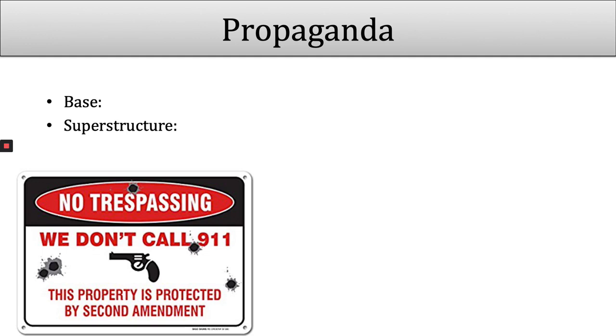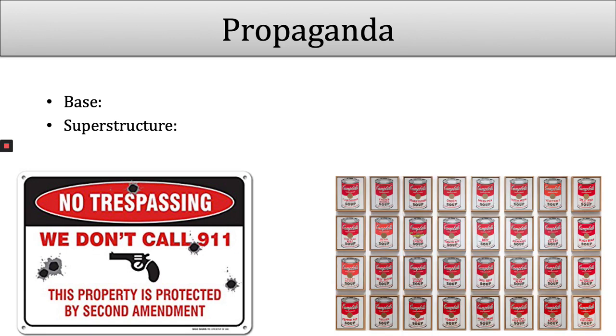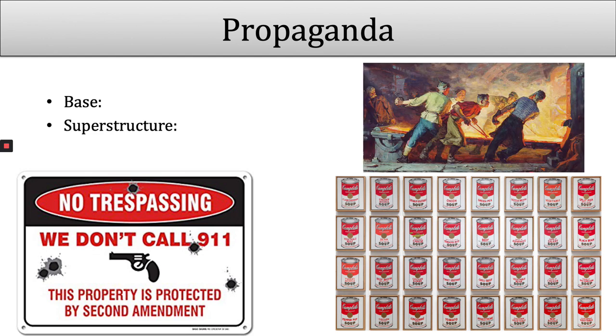And so what we see in the United States is signs like this, right? Private property, no trespassing, we don't call 911. This property is protected by the Second Amendment. So my property, get off it, is kind of the mindset. Or we see this starting to influence art with Andy Warhol, where he starts to celebrate capitalism with his Campbell soup cans. It's different in the Soviet Union.